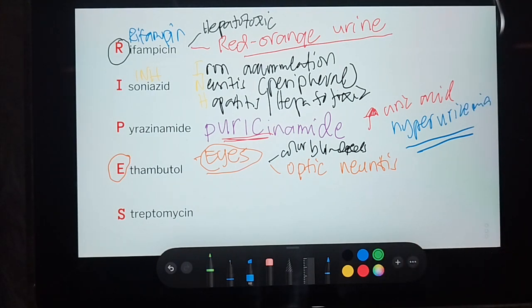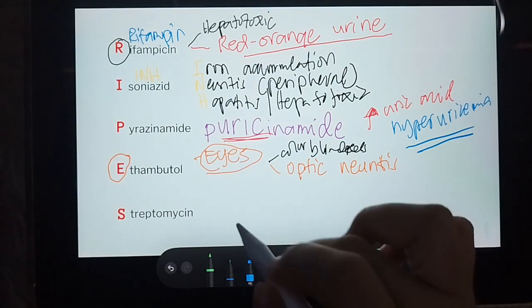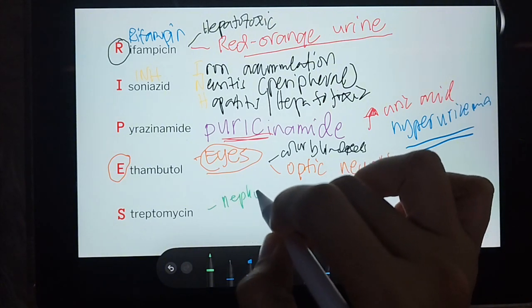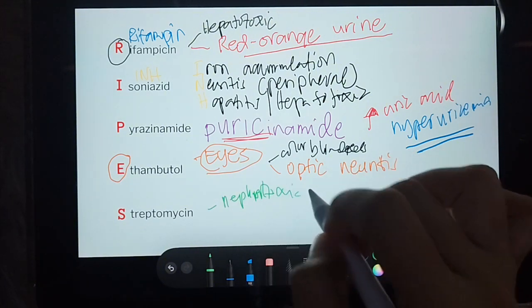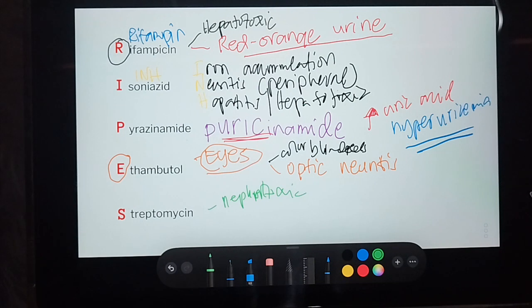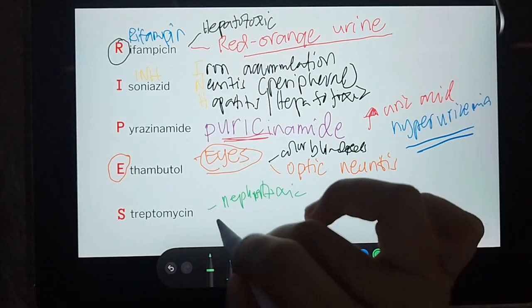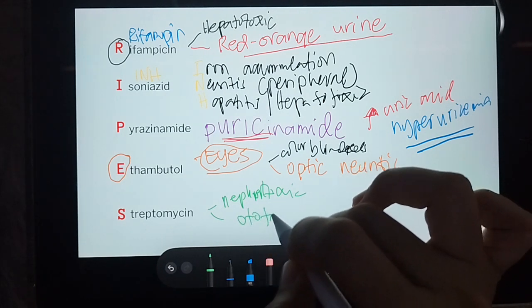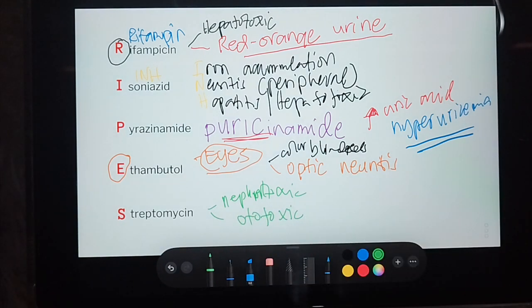And lastly is our streptomycin. Ang ating streptomycin is nephrotoxic. So it is important na ma-monitor yung intake and output, and also as prescribed, i-monitor ang creatinine levels. And also it is ototoxic. One of the interventions is to monitor for signs of vertigo and tinnitus, or yung ringing sa ating ears.